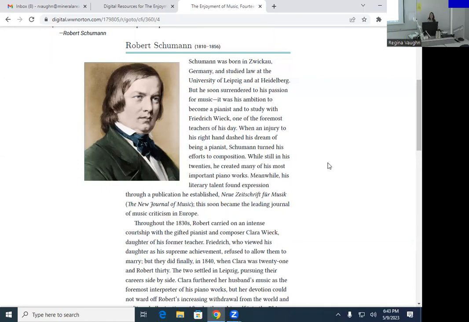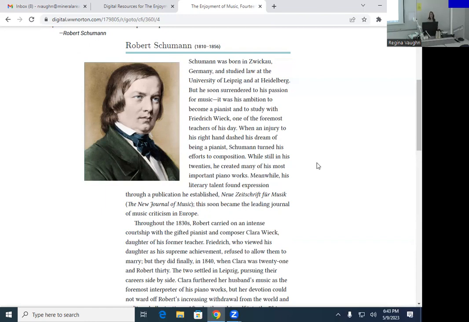Schumann kind of ruined his own career because he tried to invent this contraption that would stretch his hand out so he could reach farther between intervals on the piano. And he damaged his hand. He did damage to the ligaments and to the nerves.